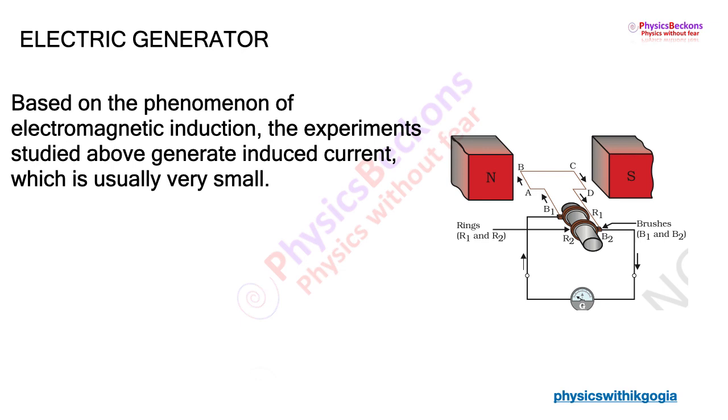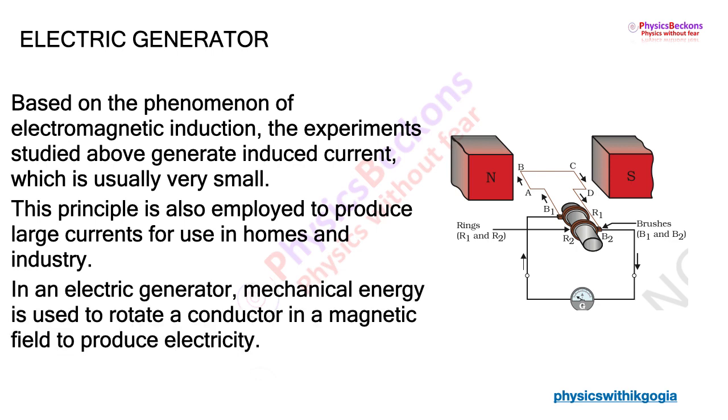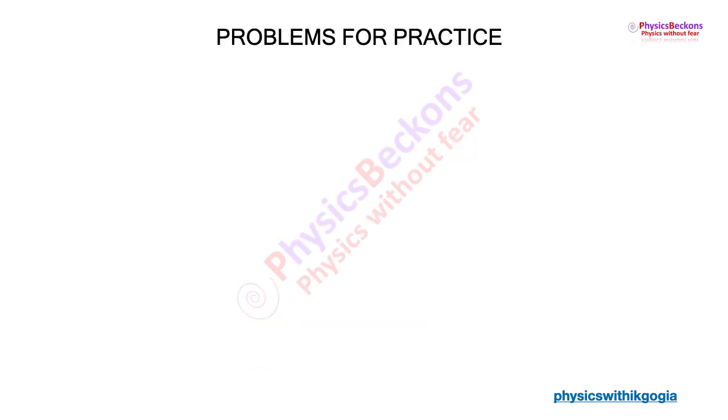Based on the phenomena of electromagnetic induction, the experiments studied above generate induced current, which is usually very small. We produce the large current required for homes and industry by using electromagnetic induction through the device electric generator. In an electric generator, mechanical energy, that is, we have to rotate the coil in a magnetic field, is the input energy. It produces electricity.